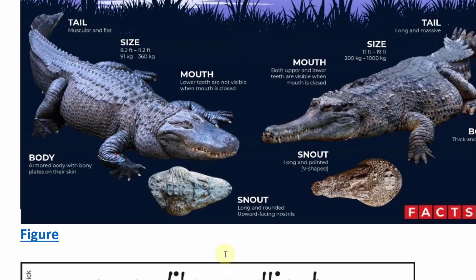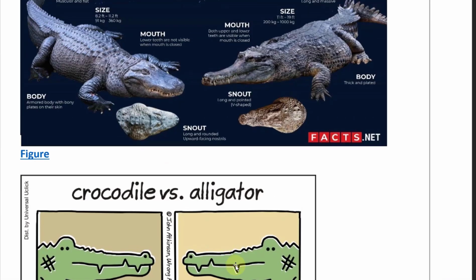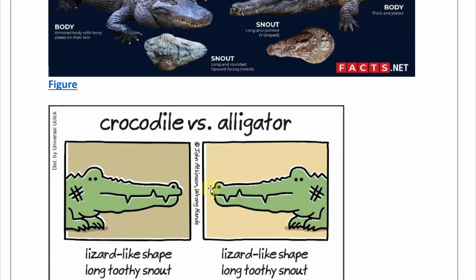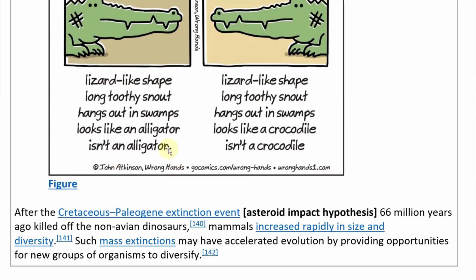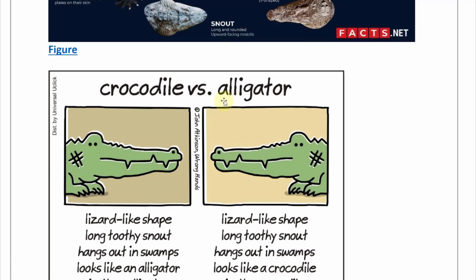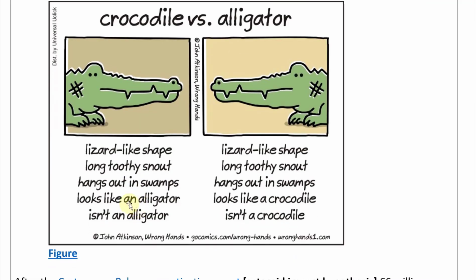Let's just zoom out. All right, let's zoom all the way out, and I think one more. This should be it. Yeah, that's it. So crocodiles versus alligators. Lizard-like. So here's a cartoon from wronghands1.com. So, crocodile versus alligator. Crocodile: lizard-like shape, long, toothy snout, hangs out in swamps, looks like an alligator, isn't an alligator. And alligator: lizard-like shape, long, toothy snout, hangs out in swamps, looks like a crocodile, isn't a crocodile. That's from John Atkinson, Wrong Hands, GoComics.com/wrong-hands, or wronghands1.com. That's where I got this from.